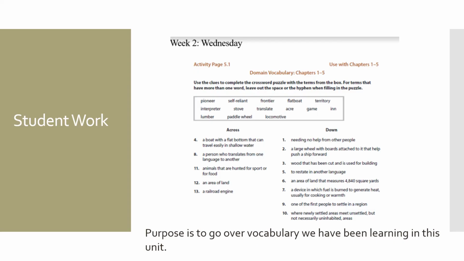Your student work for today is to go over vocabulary we have been learning in this unit. So believe it or not, the unit is almost halfway through, and I just want to make sure that we're staying on top of not only learning the content, but also understanding vocabulary. So make sure to fill out this crossword puzzle for today's independent work.